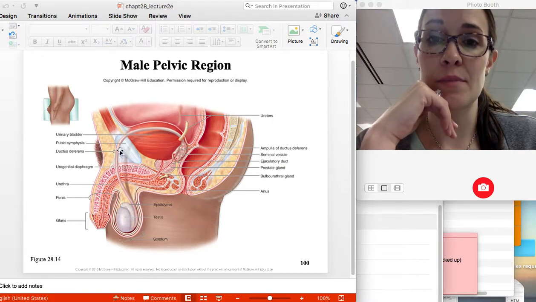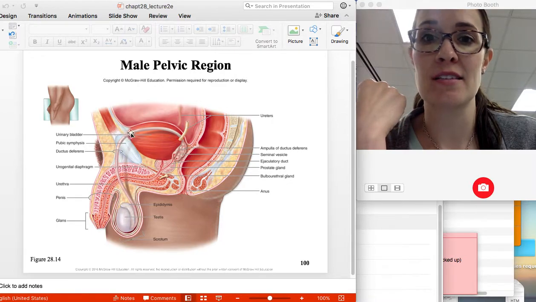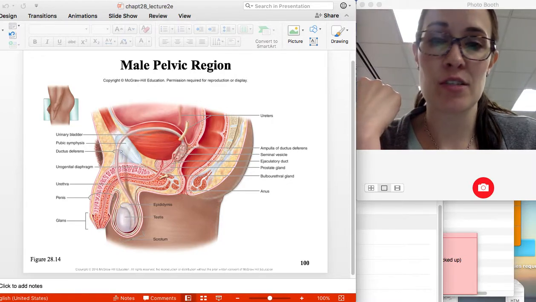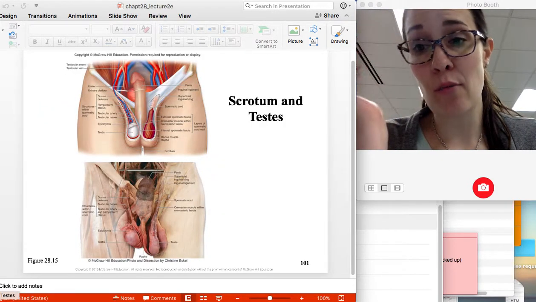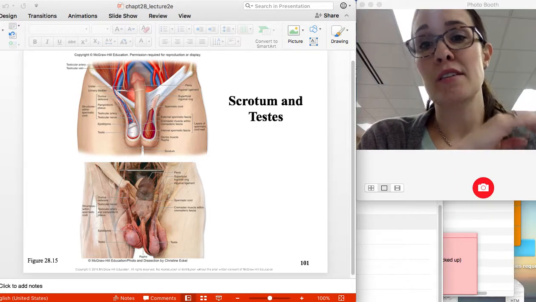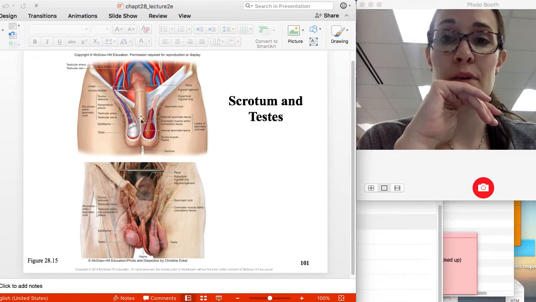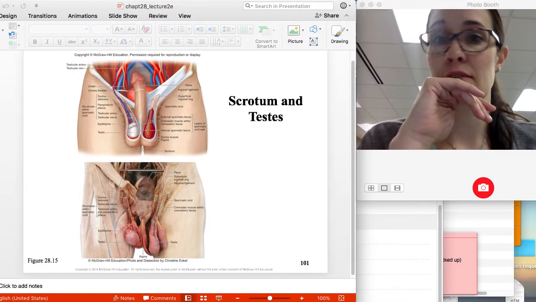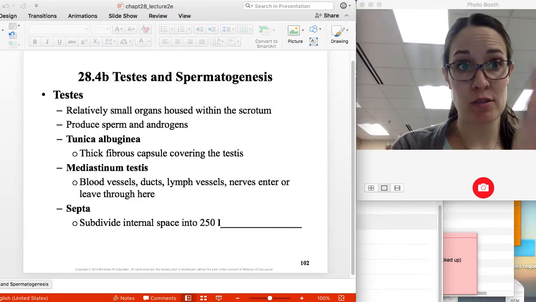This is the testes. This is the penis, and then this is the spermatic cord I mentioned. This is the vas deferens that carries the sperm. So that's the pelvic region of the male. That was a mid-sagittal view. This is a frontal view. This is an actual cadaver. And this is a picture of what's going on in the different layers. Make sure you take some time to look at those outside of this video.